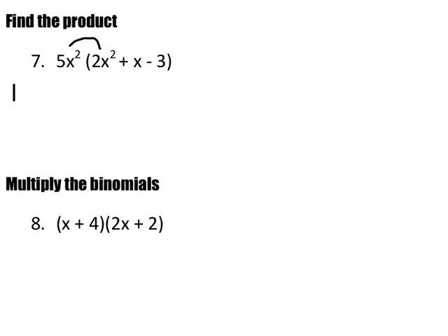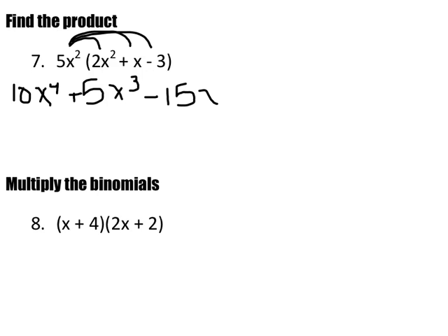5 times 2 is 10. X squared times x squared is x to the 4th. 5 times 1 is 5. X squared times x is x to the 3rd. And 5 times negative 3 is negative 15. X squared times 1 would be just x squared.